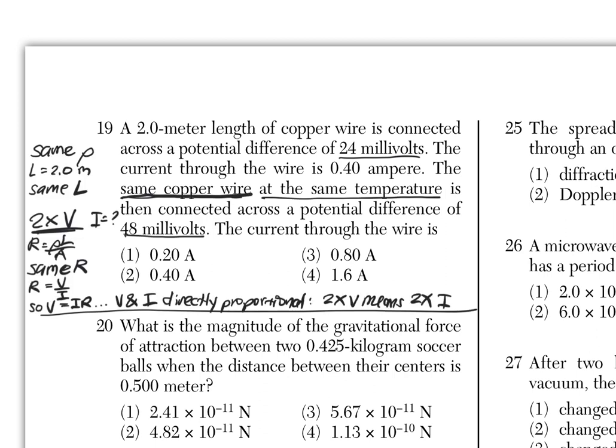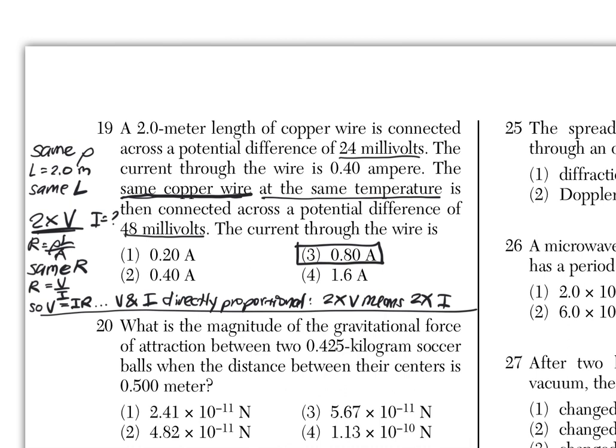So for the same resistance, if I double the voltage, what happens to the current? If I'm going to double my voltage, that means I'm going to double the current. So if I go from 24 millivolts to 48 millivolts, I go from 0.4 amps to 0.8 amps. I am doubling my current. That is using a very basic equation and a very basic relationship. Ohm's law, R equals V over I. The fact that voltage and current are directly proportional is simple, basic, and important.